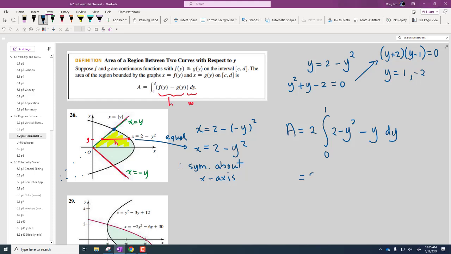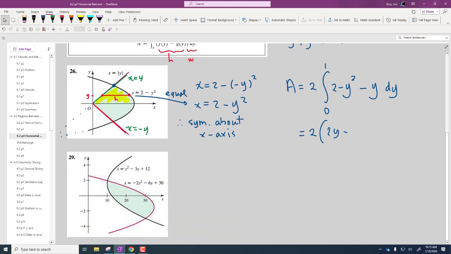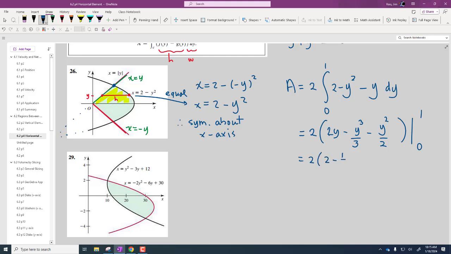So we'll leave the 2 out in front. Integrate a constant, we get 2y. Integrate y squared, we'll get minus y cubed over 3. Integrate y to get y squared over 2. And that will go 0 to 1. And that is a 2 right there. If we plug in the 1, we end up with 2 times 2 minus a third minus a half, whatever that adds up to.